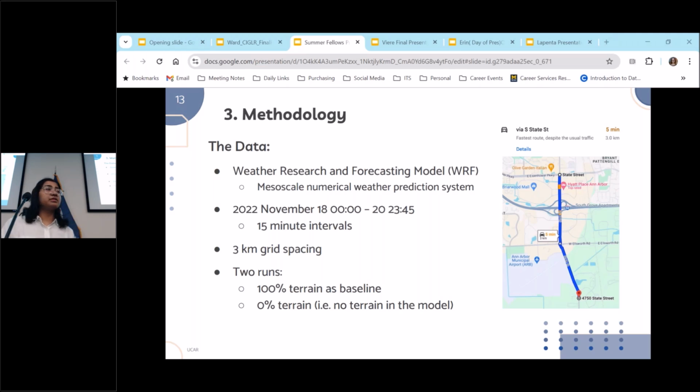And we had 2 runs. We had a 100% terrain run, which is the baseline run, as if under normal terrain conditions, what it is in real life. And we also had a 0% terrain run, which is as if we took away all the terrain, it's all flat, there's nothing there, just to see what we can compare and see what actual storm features are happening because of the terrain.